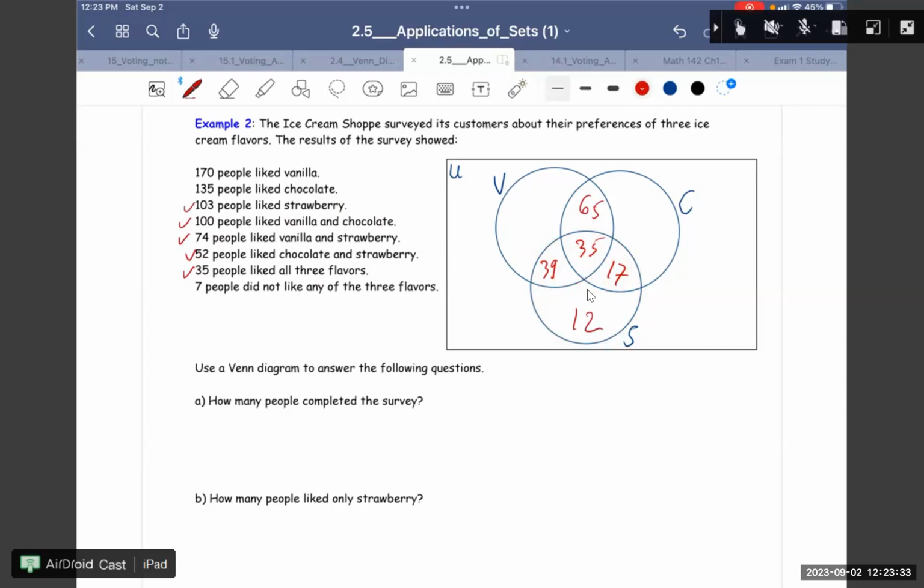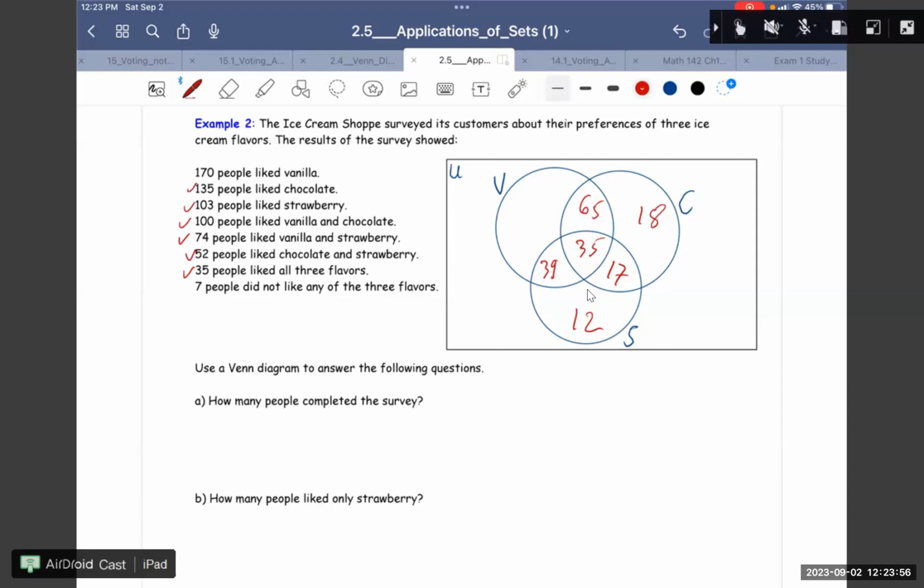And now 35, they like chocolate. So 35 in the chocolates right here. I know 135 we already have, so we get 135 minus 65, 35 and 17. So we have 18 people, they like chocolates only.